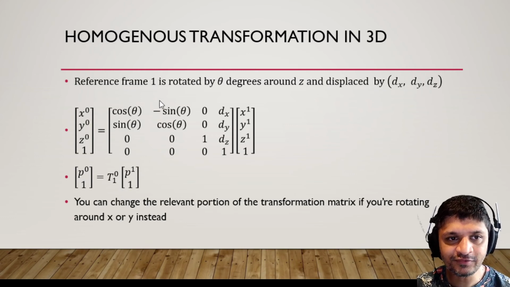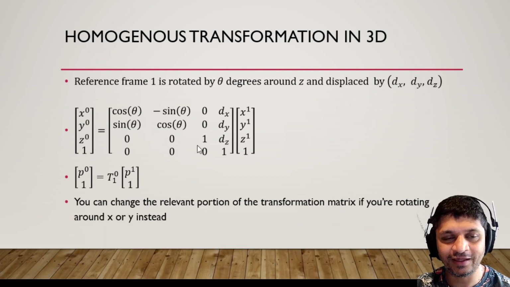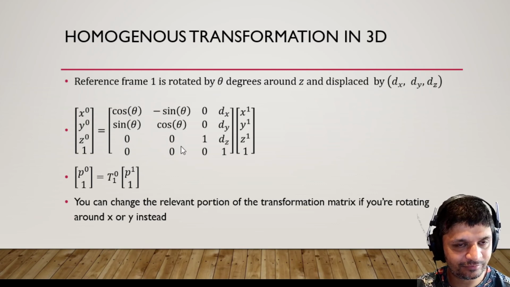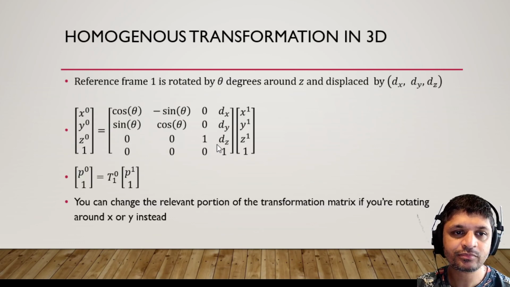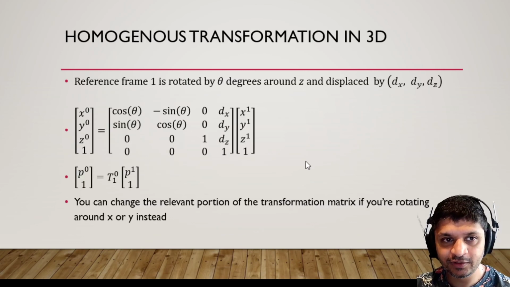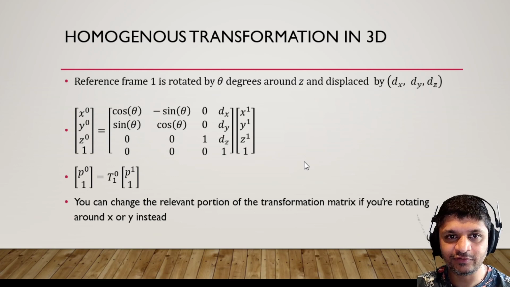Okay, now this 3x3 portion was the rotation around z portion. If you have a rotation around x or a rotation around y, you can just use the appropriate rotation matrix, right? You don't have to use the one around z. So this 3x3 portion will change and you'll augment it the same way. Let's say you use the one around x, you'll put your dx, dy, dz here and your 0, 0, 0, 1 here. So you can rotate and translate around any axis you like.